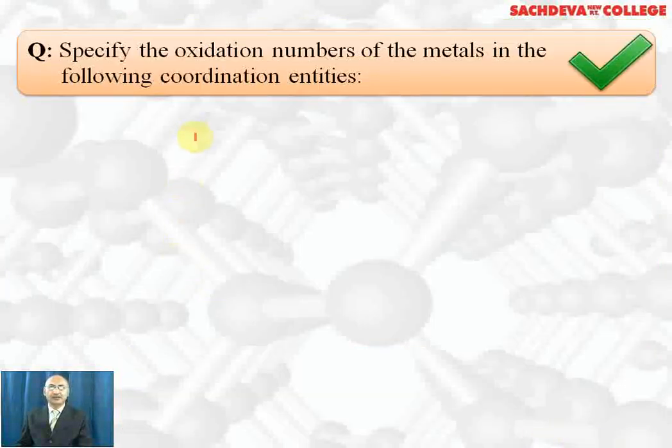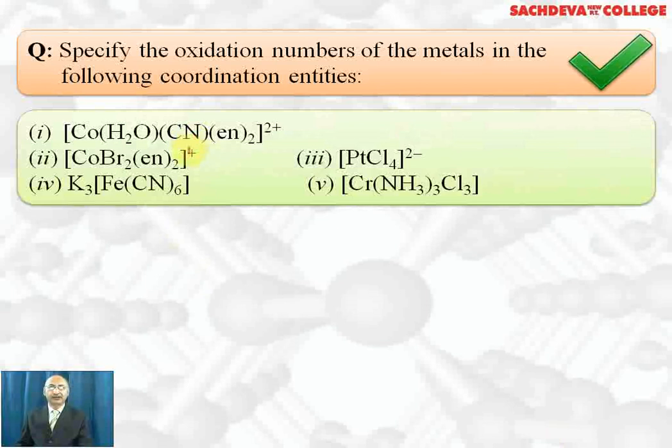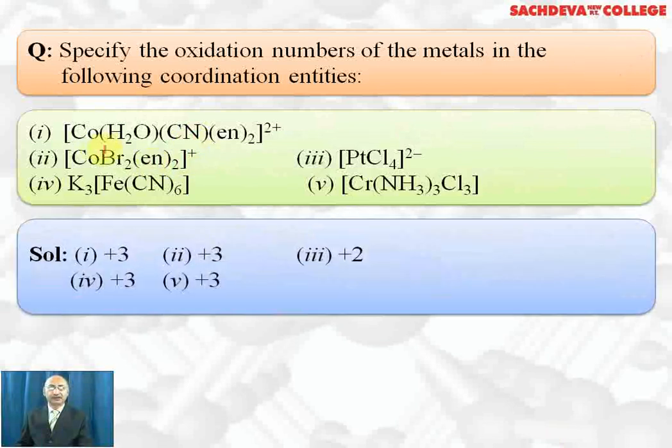Specify the oxidation numbers of the metals in the following coordination entities. In the first one, this is monodentate. The cyanide ion is negatively charged. This is neutral and this is neutral. So it is -1 and this is +3, that's why there is a +2 charge, so cobalt has the +3 oxidation state. Here cobalt again has +3 because this is -1, so overall there is one positive charge. In the third complex, platinum has +2 because +2 minus 4 equals -2.